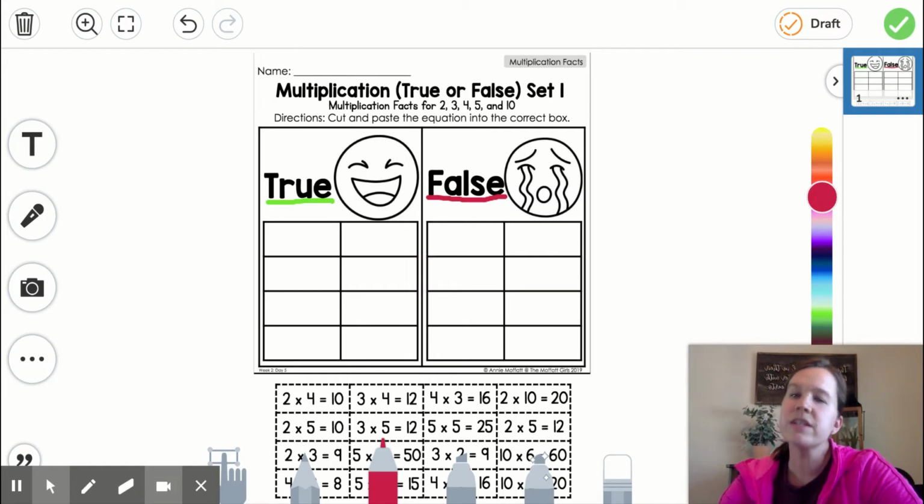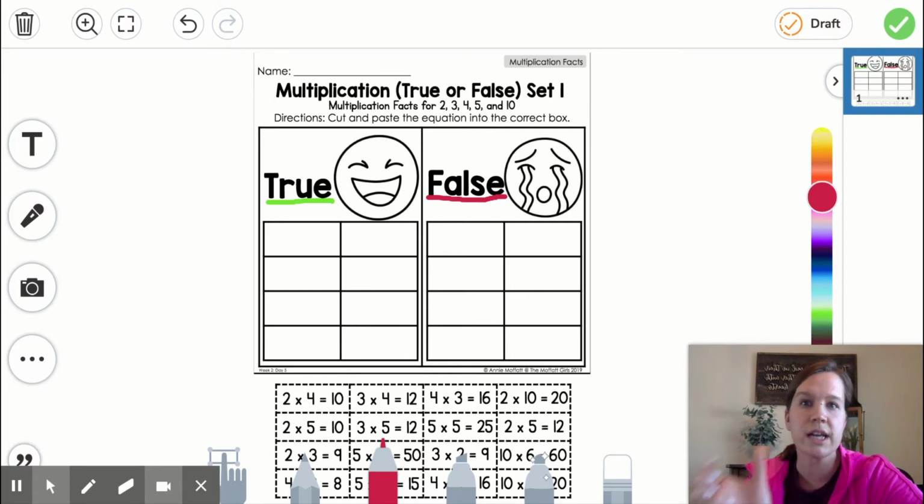All right, so the way that you're going to go about this is, like I said, if you do have scissors and a glue stick, just to do something different, I would cut each of these equations out and then I would solve them. If it's true, you're going to glue it down to the true side. If it's false, you're going to glue it down to the false side. If you don't have scissors and a glue stick, you'll just take the equation.